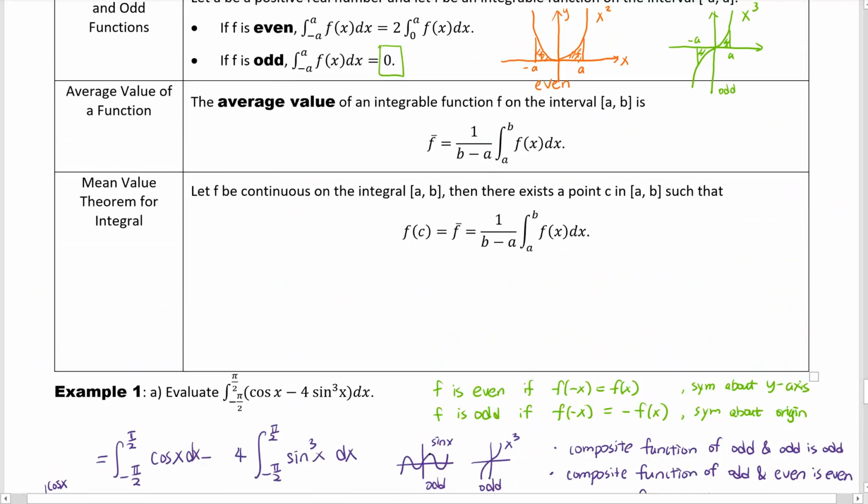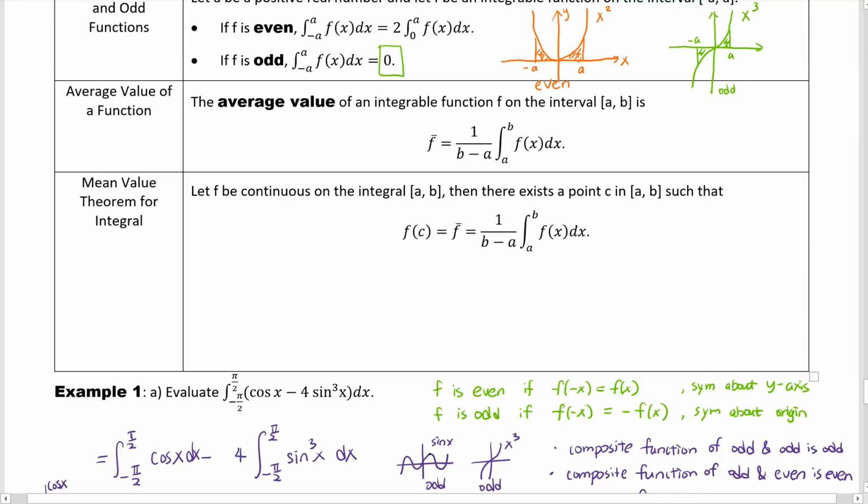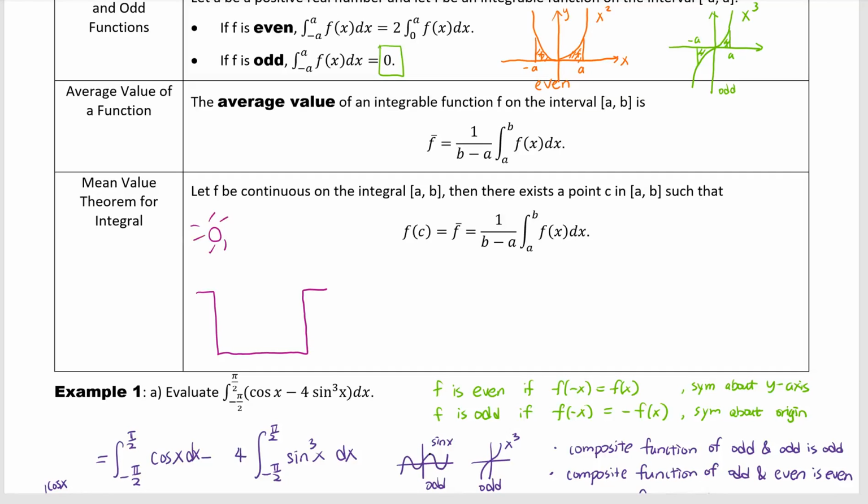Okay, now let's continue. What is the average value of an integrable function on the interval from A to B? Let me draw a picture. I love to draw pictures because for theorems, I can help you relate to an analogy or some story. You can use the story to understand and remember this theorem. So my story is, imagine we are in a swimming pool. It's a very nice sunny day.